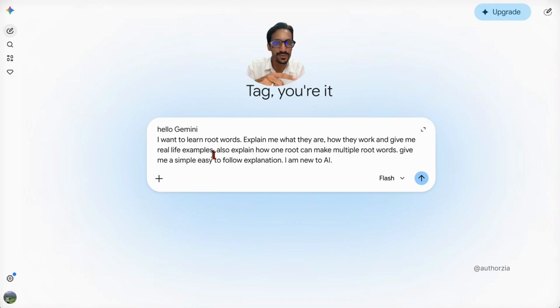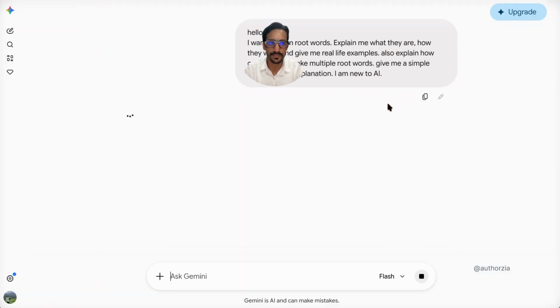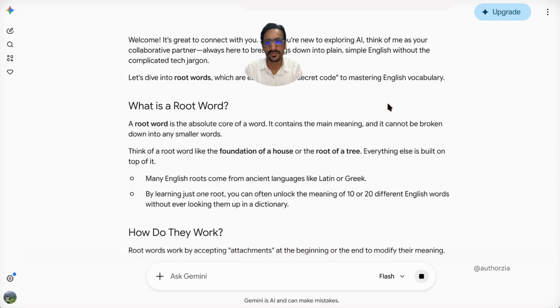Hello Gemini, I want to learn root words. Explain to me what they are, how they work, and give me real life examples. Also explain how one root can make multiple root words. Give me a simple, easy to follow explanation. I am new to AI. इसी तरह का prompt आप भी लिख सकते हो अपने AI bot को, and then you will suddenly see the explanation and everything.